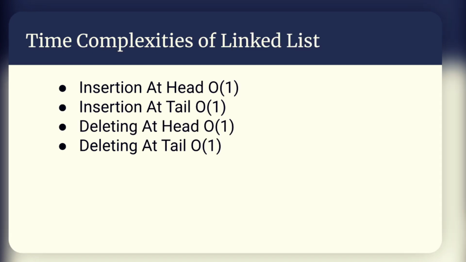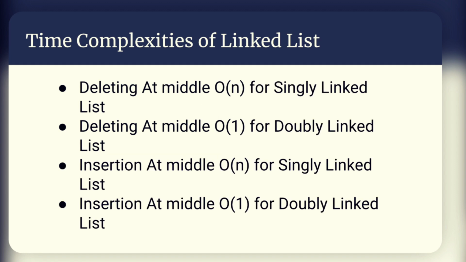Time complexities of linked lists. Some operations in a linked list are constant time, like insertion at head or tail, and deletion at the same, while some operations have linear or constant time complexity based on the type of the linked list. Deletion of a middle node is linear time in a singly linked list, whereas it is constant time in a doubly linked list. It is the same with insertion in the middle of a linked list too.